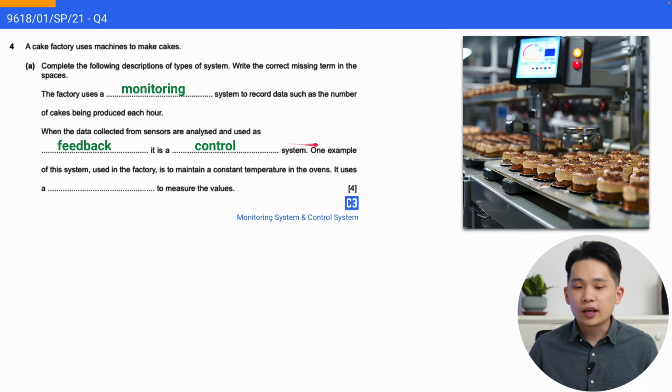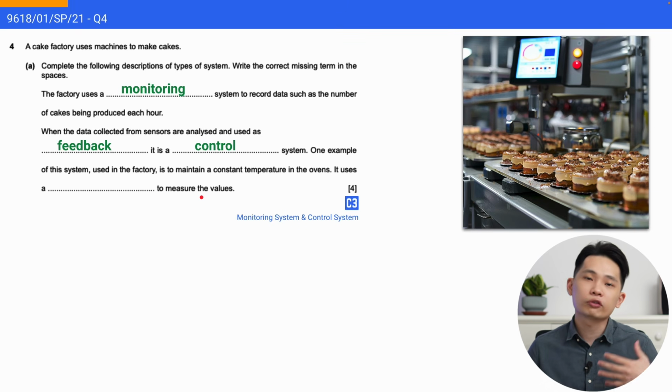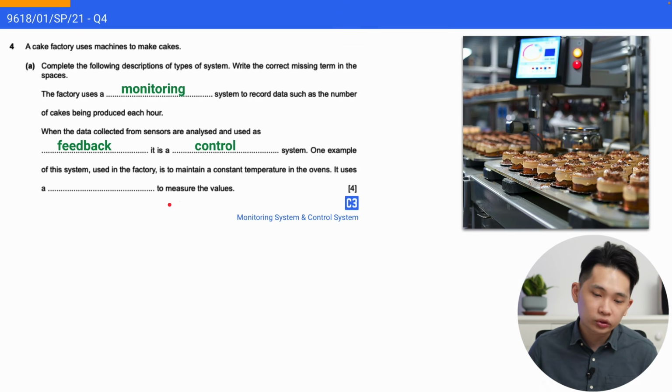And finally, one example of this system used in the factory is to maintain a consistent temperature in the ovens. It uses a blank to measure the value. So for this blank here, we can just put temperature sensor here. Therefore, this is how you can fill in the blanks for this question here. As I say, if you know all the keywords for monitoring system and control system, this is quite a doable question.